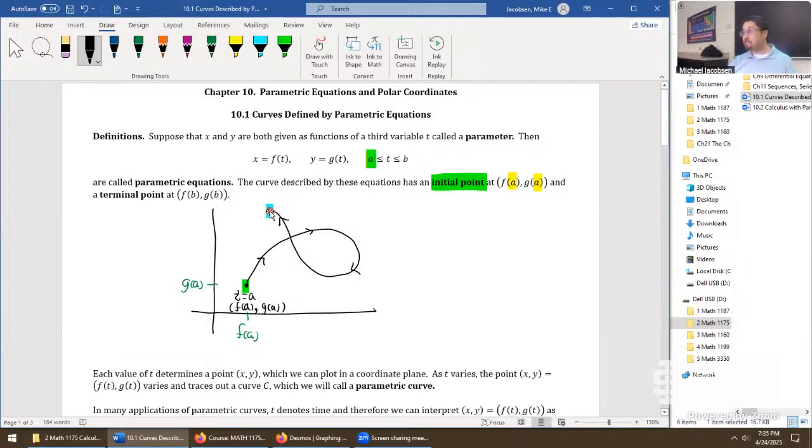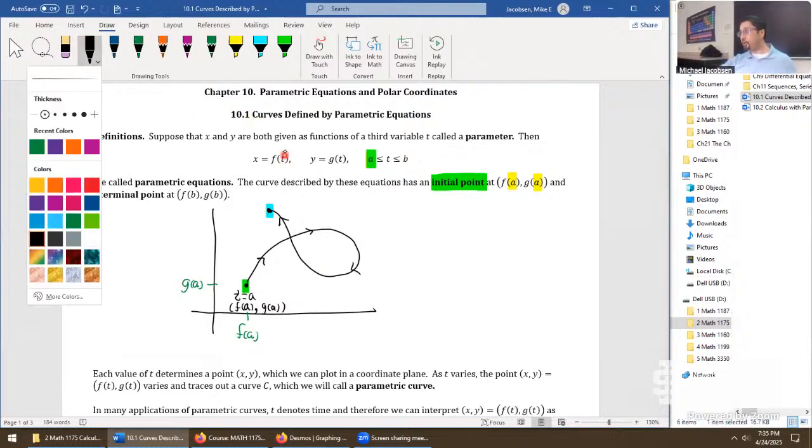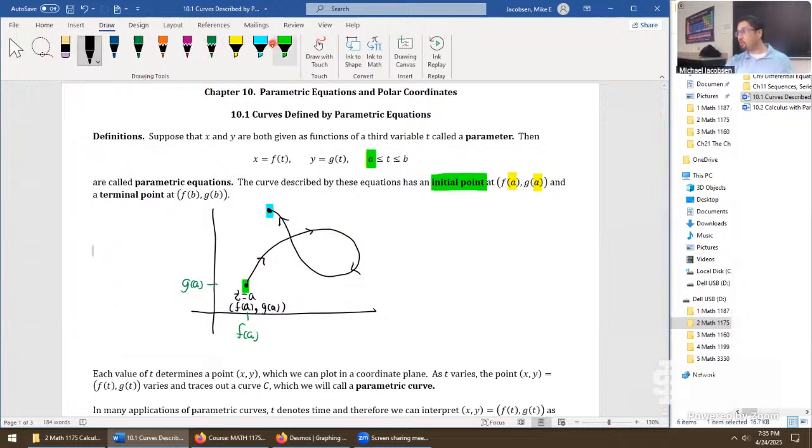Automatically failing the vertical line test means you cannot specify this as y equals f of x. It's just impossible. But by throwing in two functions, you can specify this curve in that kind of way. So we have a terminal point when the parameter takes on the value b.